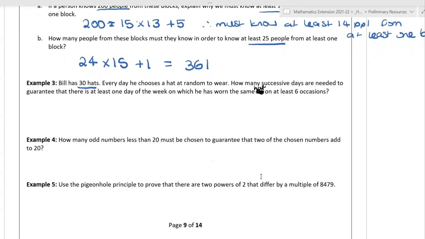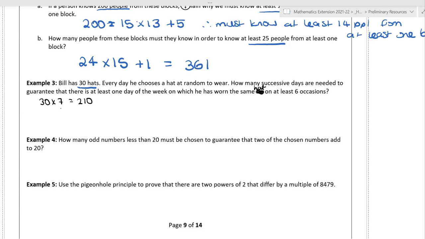Okay, so let's have a look at example 3. I find the wording a little bit tricky in this one. Bill has 30 hats, and every day he chooses a hat at random to wear. So if we think of that, there's 30 times 7, 210 possible combinations. For example, there's the blue hat on Monday, the blue hat on Tuesday, and then the red hat on Monday. So I've done the 30 different hats times the 7 different days, 210 possible combos.